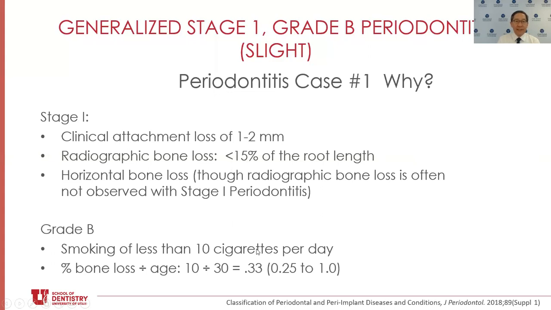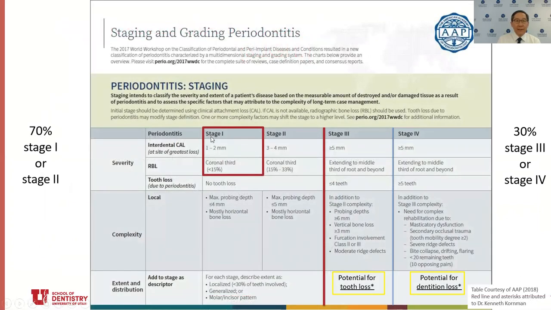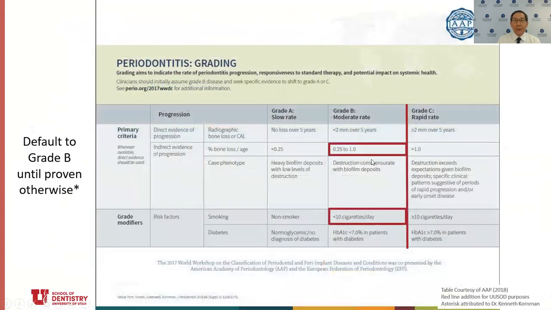This patient smoked less than 10 cigarettes per day, and this is where the ratio came into play. I evaluated 10% bone loss in the worst area divided by his age, which is 0.33. So that ratio falls in that range of 0.25 to 1.0, and therefore becomes a grade B periodontitis patient. So looking at our table, the clinical parameter of 1 to 2 millimeter loss and the very slight amount of bone loss noted on the radiograph can be observed on the table. And going to the grading table, the ratio fell here, and the patient smoked less than 10 cigarettes, hence grade B for this particular patient.